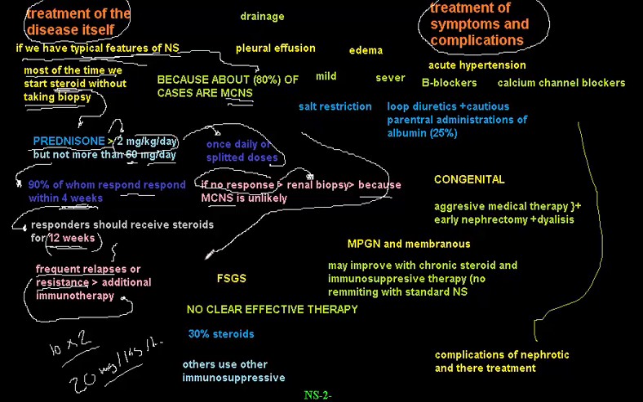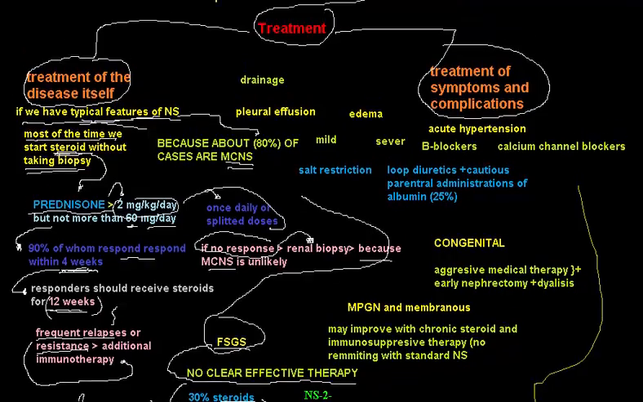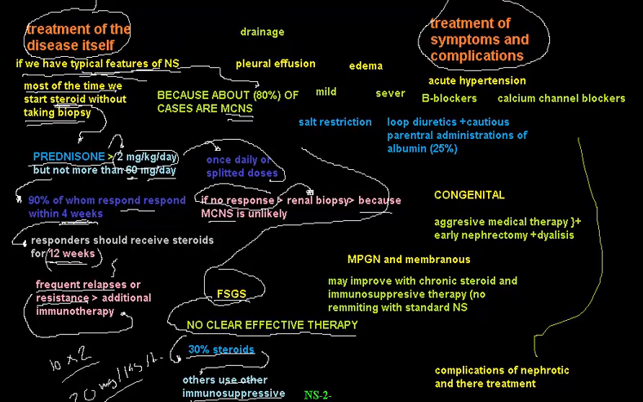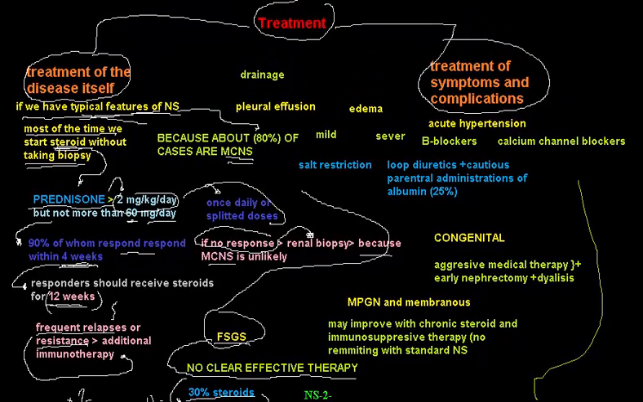What if we have focal segmental glomerulosclerosis, the other type of nephrotic syndrome? By biopsy we found it is focal segmental glomerulosclerosis. Actually, focal segmental glomerulosclerosis has no clear effective therapy. Only 30% will respond to steroids. Others should use other immunosuppressive therapy. So remember, most patients with minimal change will respond to steroid. With focal segmental, only 30% will respond, so you give other immunosuppressants.